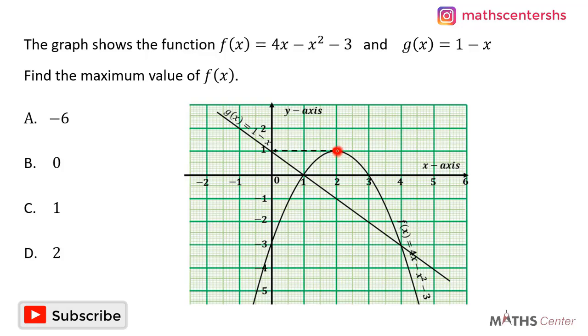To get the y-coordinate, we will trace it to meet the y-axis. When we trace it to meet the y-axis, we can see that the y-coordinate there is 1. So it means that the maximum value of f of x, which is the curve, is 1. When we look through the options given to us, we can see that the correct one is C.